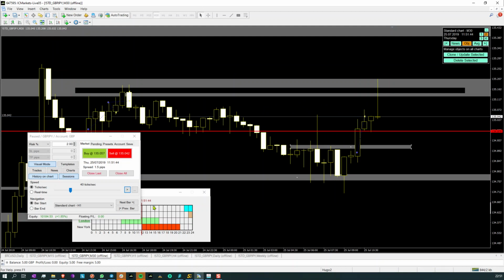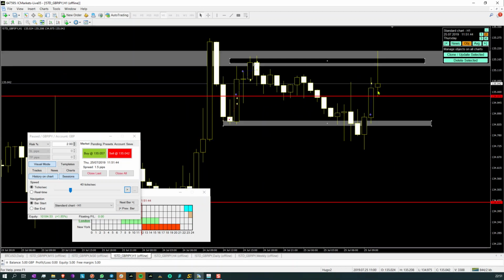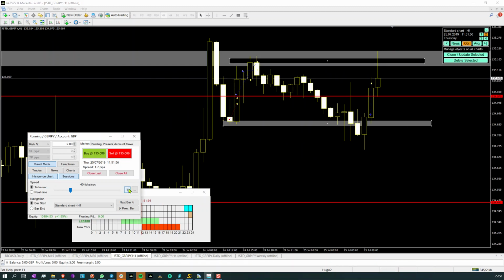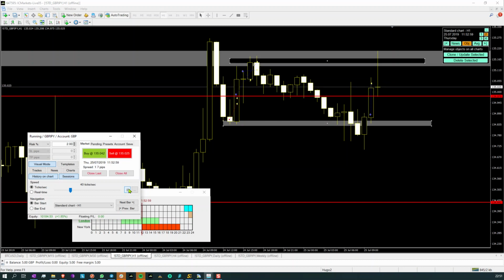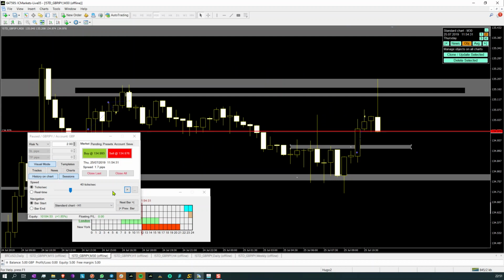Huge rejection on the 30 minutes. Huge rejection on the 1 hour. If we break this 1 hour low, this might be interesting. Ooh, look at this rejection, man. Look at this rejection. It's just now the stop is way too big. Way too big.